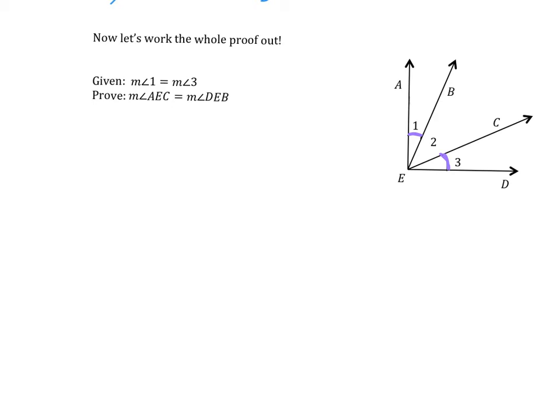So here's what we're gonna do. Step 1, what are we gonna say? Right, we're gonna say the measure of angle 1 equals the measure of angle 3. And how do we know that? It's given. Okay, so the measure of angle 1 is equal to the measure of angle 3, so it's given.